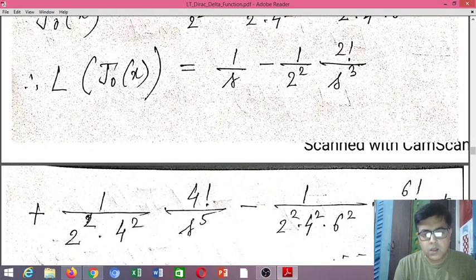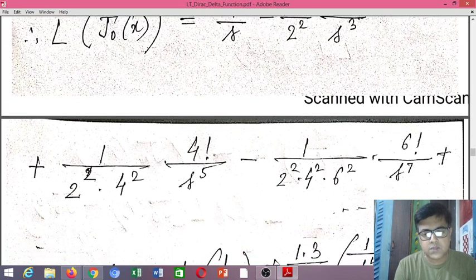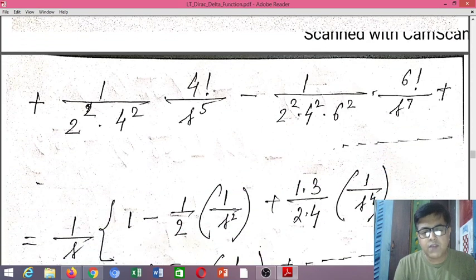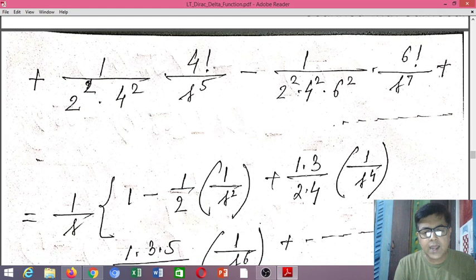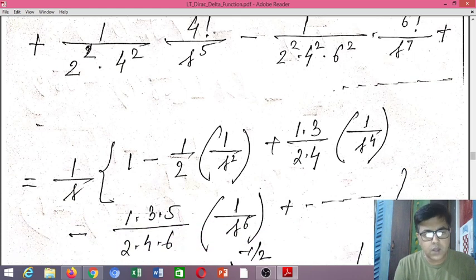Like in the next case it was s to the power 4, so it will be 4 factorial by s to the power 4 plus 1, which is 5. Okay, and like this we go on finding out for the remaining terms right up to infinity. After having found out those things, I take 1 by s common, because you see 1 by s can be taken common from all the terms.